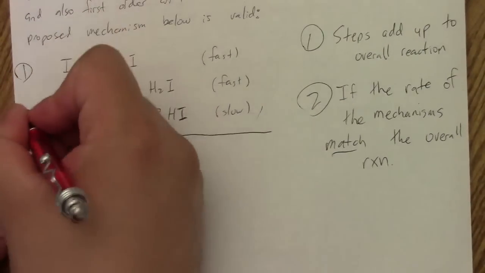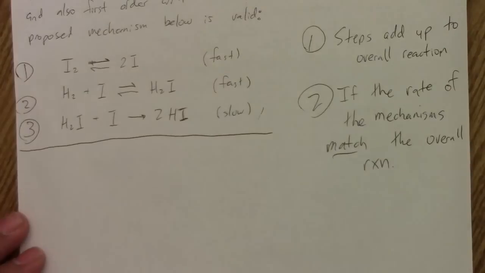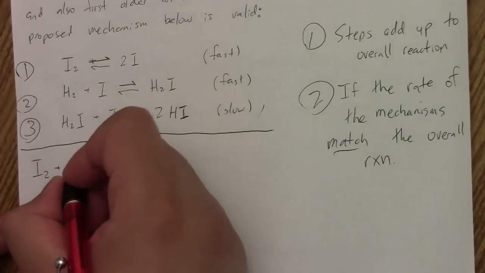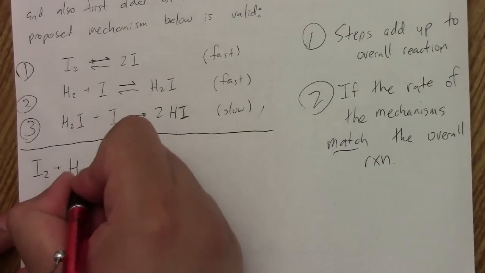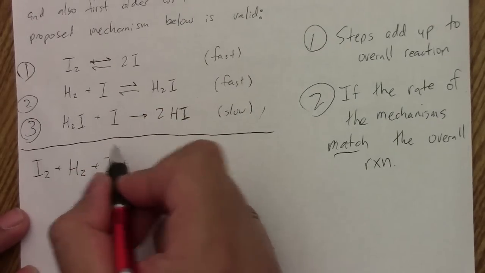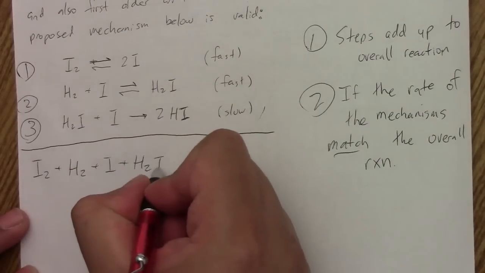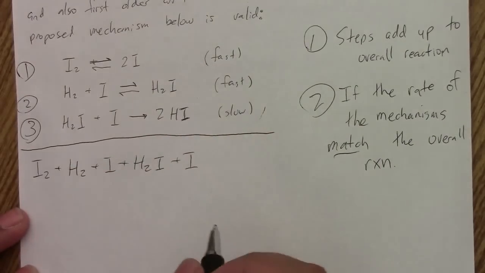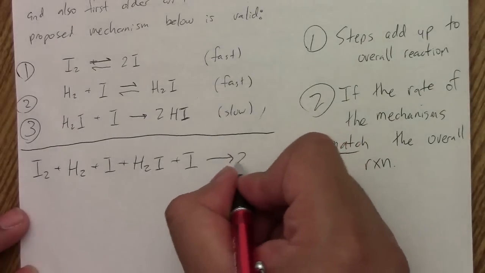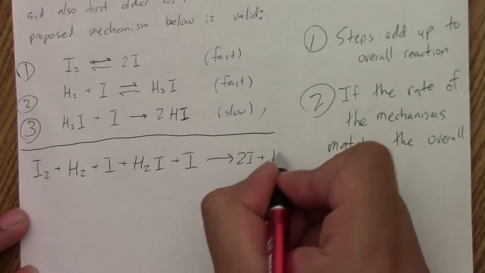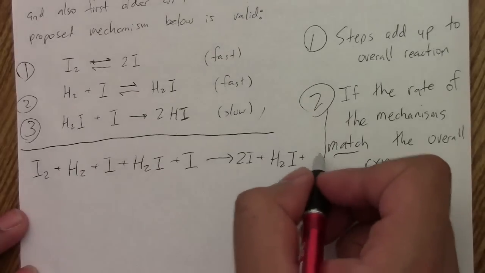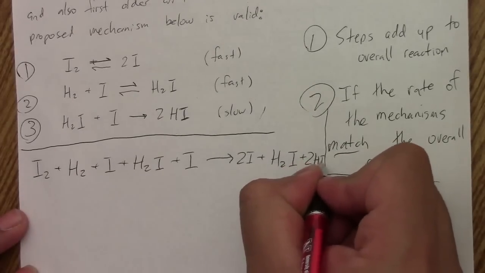Also, I'm going to label my 3 steps, 1, 2, and 3. Seems like a good plan. Alright, so from the left side, step 1, I have I2. Below that, from step 2, I have H2 and I. Then we're going to have H2I and another I over there. Then on the other side of this, we're going to have 2I plus H2I, and then, oh, I'm running out of room. And then we're going to have 2HI over here.